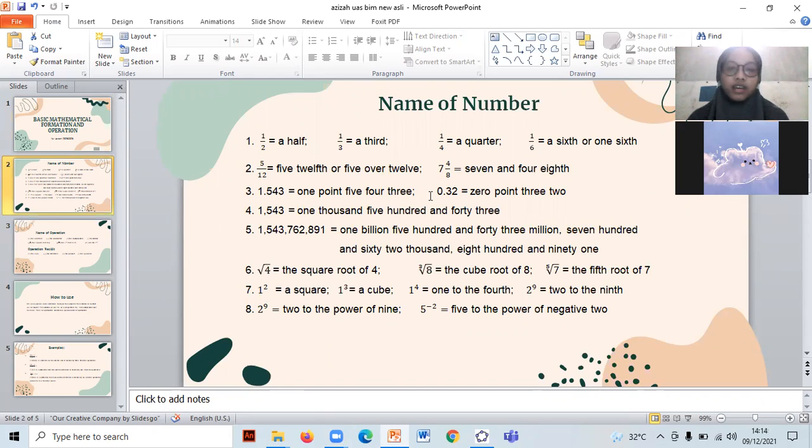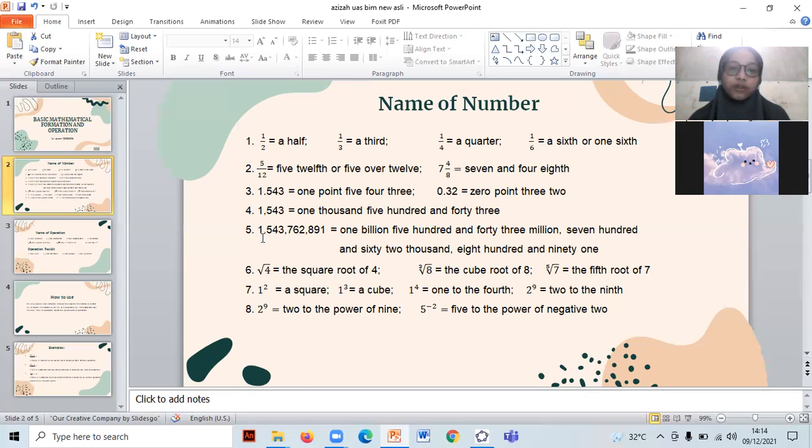Next, we can read this 1.543 and we can read this 0.32. And number 4, we can read this 1543. In number 3, it's a dot, so we can read this point 1.543. And in number 4, it's a comma, so we can read this 1543.